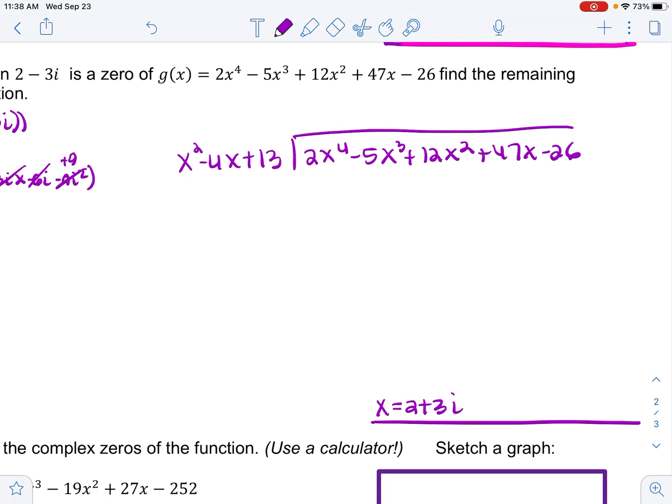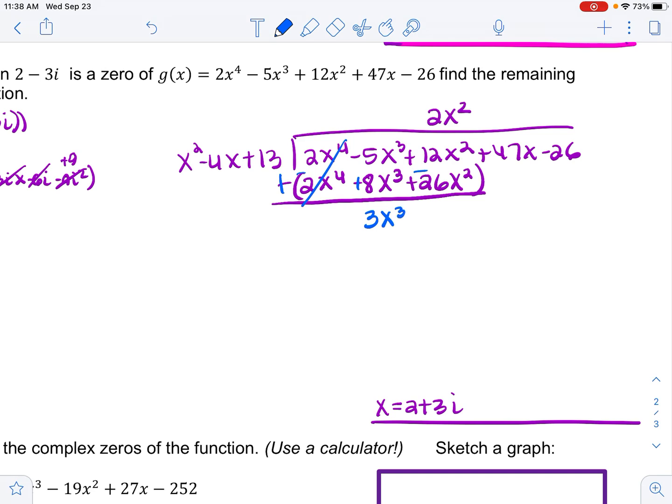All right. What do I multiply x squared by to get 2x to the 4th? Which is 2x squared, so that goes up here. Distribute that. That's 2x to the 4th. 2x squared times negative 4 is negative 8x cubed. 2x squared times 13 is 26x squared. That leaves 3x cubed minus 14x squared plus 47x minus 26.